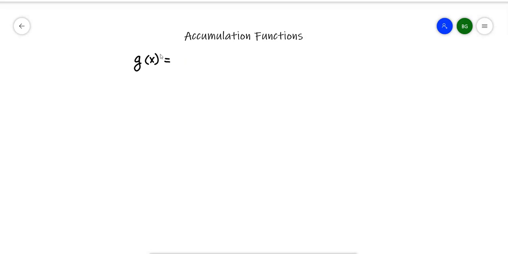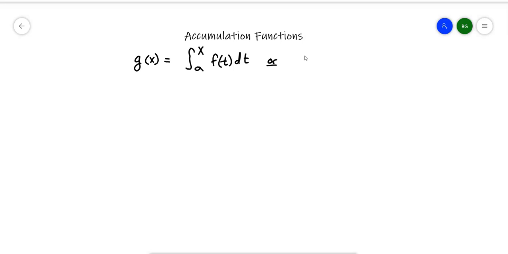We have g of x is going to be our function, and here's how we define a typical accumulation function. We'll define it where the lower bound of this definite integral is a, the upper bound is x, and we have some function here. We'll just have the variable t. It's kind of a dummy variable. It doesn't really matter what variable we put in there. And so this is the way you kind of see these accumulation functions, although it doesn't have to be that the upper bound is x.